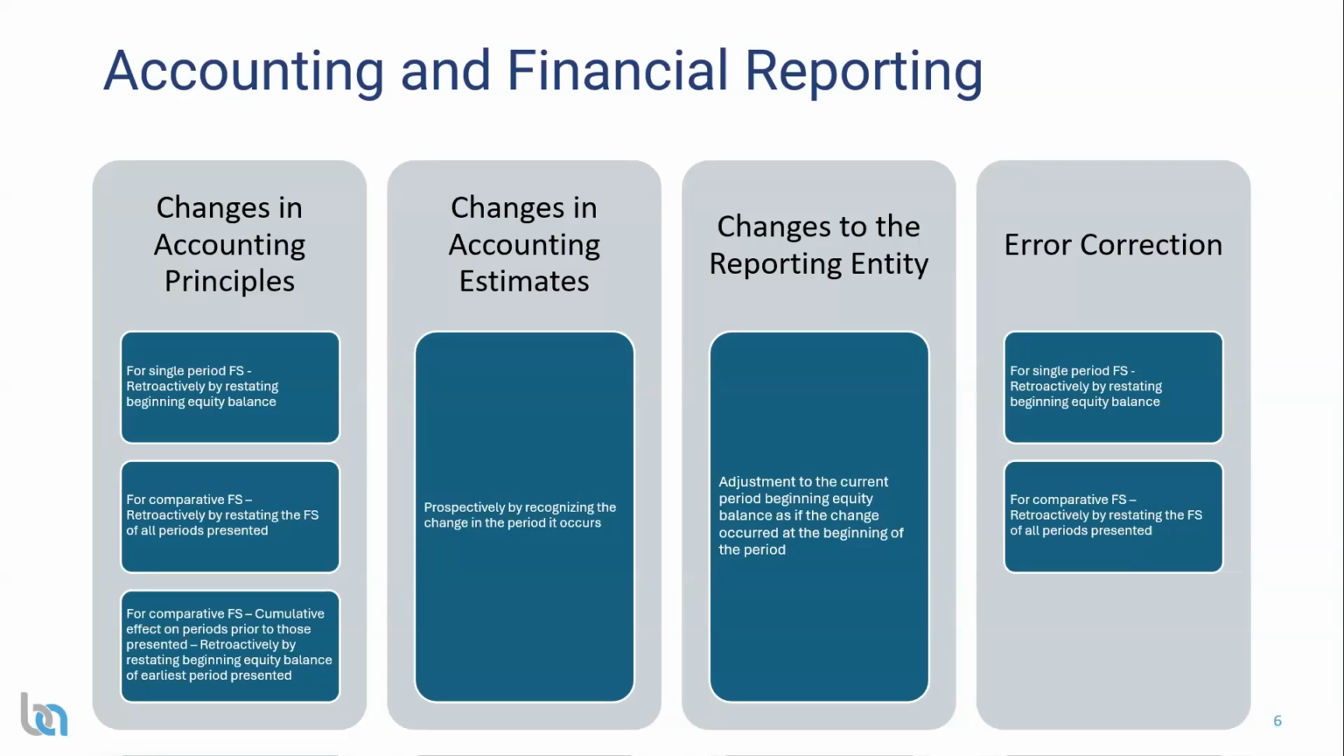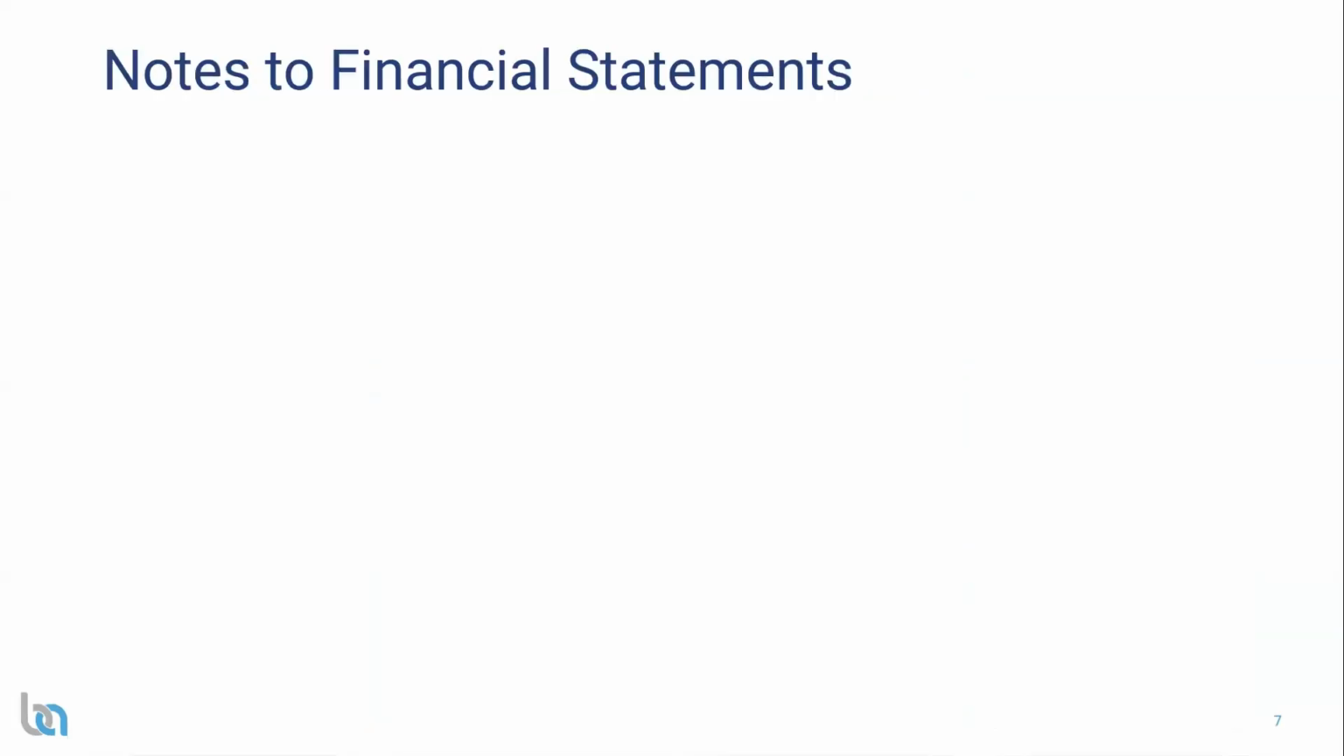All right, so for comparative financials, you're going to retroactively restate basically all periods presented. And restating all periods presented means you're changing all the balance sheet and income statement numbers to reflect what the correct numbers would have been. And then you're also going to restate the beginning balance of the first period presented, because that's the opening balance. So that's for the accounting and financial reporting for those.